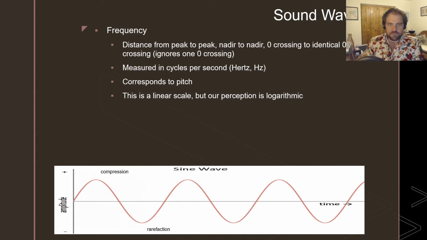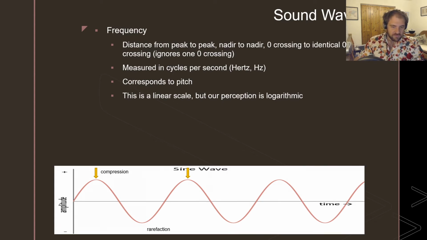So when we measure the frequency, we usually measure it from either peak to peak, nadir to nadir, or you can go from zero crossing to an identical zero crossing. Remember, there's multiple nodes. You have to go to the identical node if you're going to measure the actual distance of a wave.